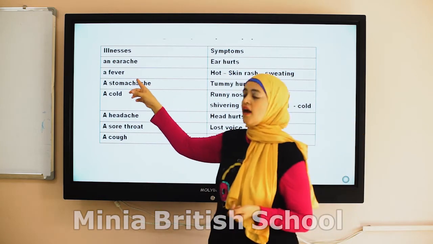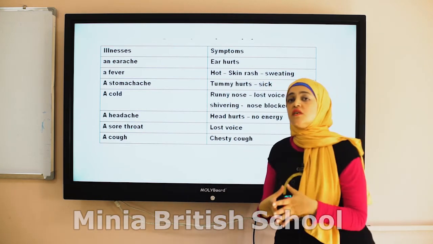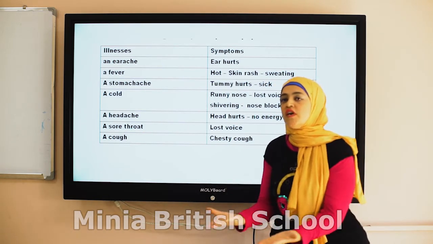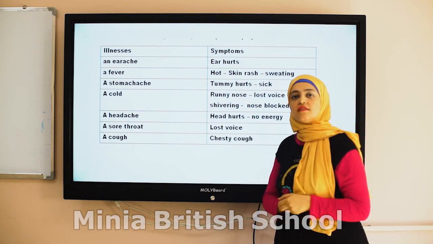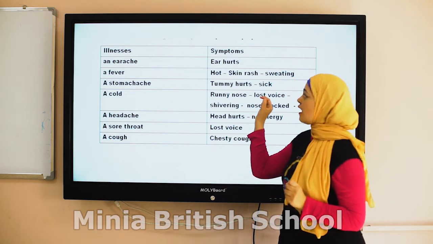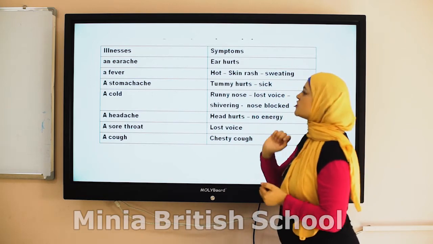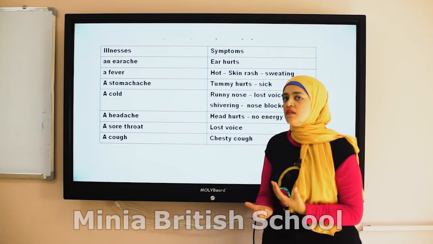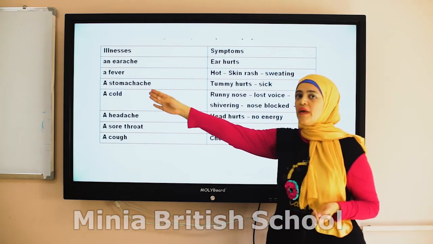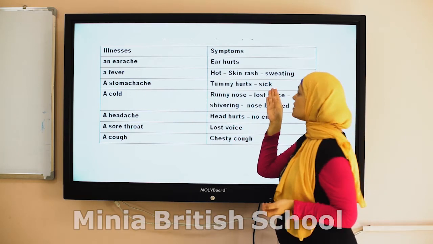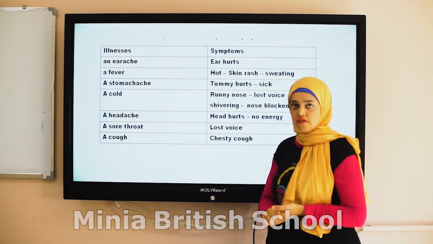Okay, a stomach ache, when you have a pain in your stomach, this is the illness. And what are the symptoms? What will you feel? So, he has a stomach ache, his tummy hurts, he feels sick. That's how I can explain the symptoms for an illness. So, he has got a stomach ache, he feels sick, or his tummy hurts.